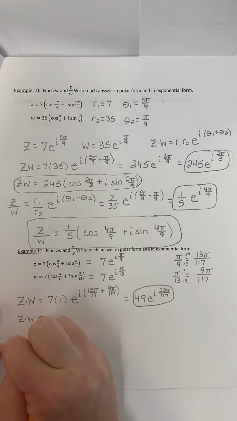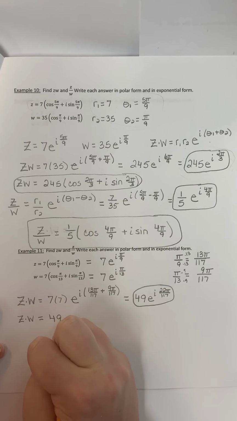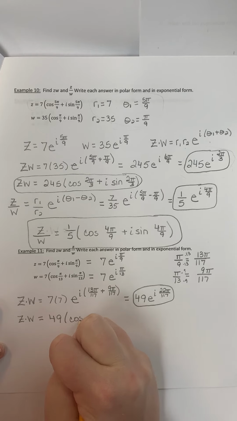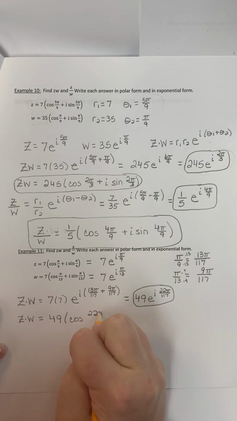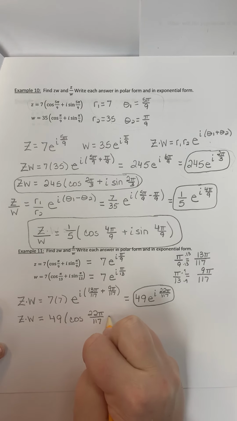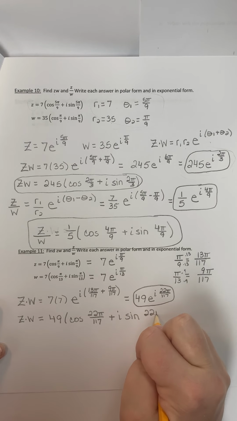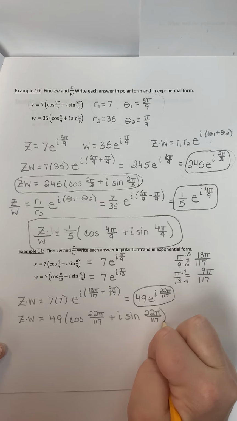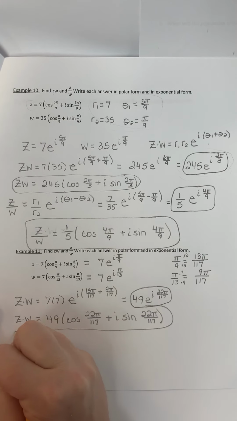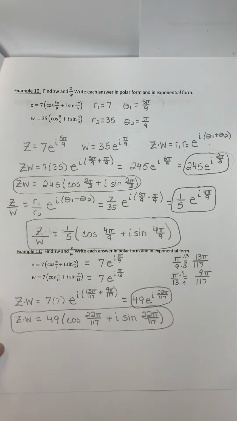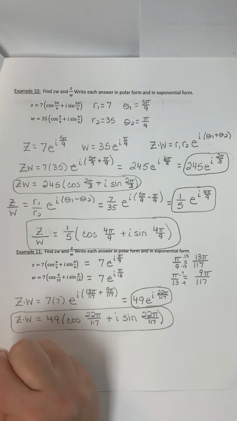If I write this in polar form, here's my r times cosine of 22 pi over 117 plus i sine of 22 pi over 117. And there we go. Ta-da. All right, let's divide.